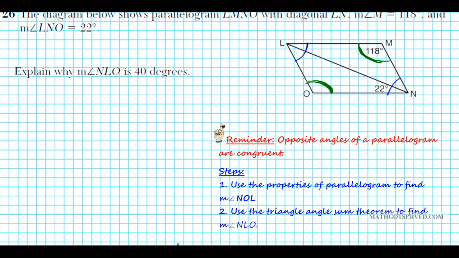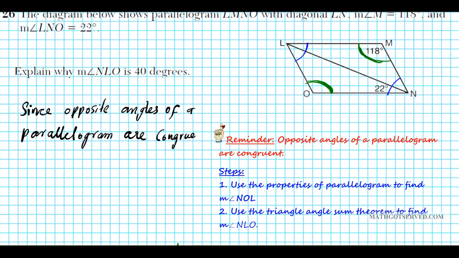So first thing we're going to state is that we know that since opposite angles of a parallelogram are congruent, then it follows that angle O is congruent to angle M. So if the measure of angle M is equal to 118 degrees, then the measure of angle O is the same thing, since they are opposite angles and they are congruent.